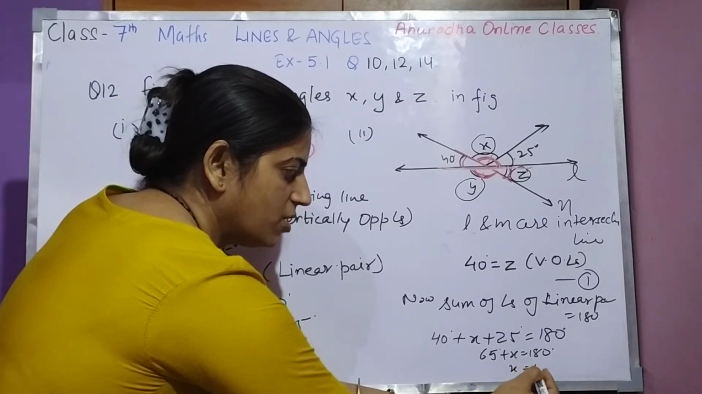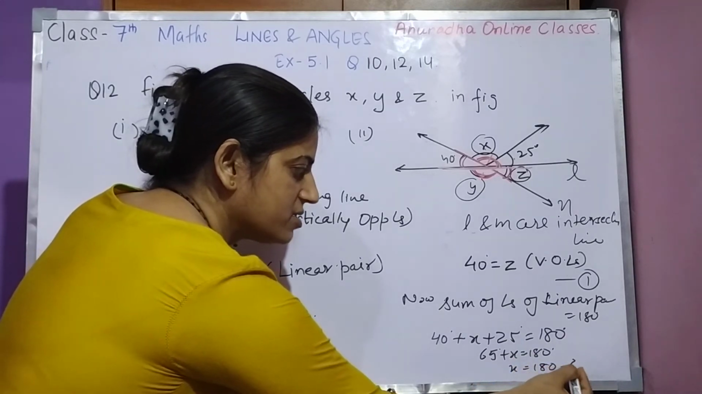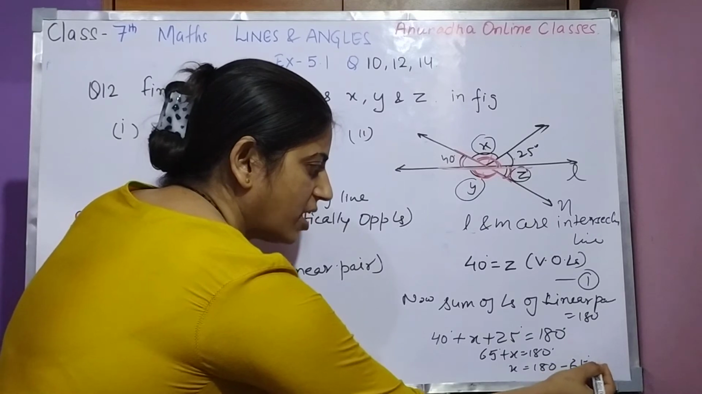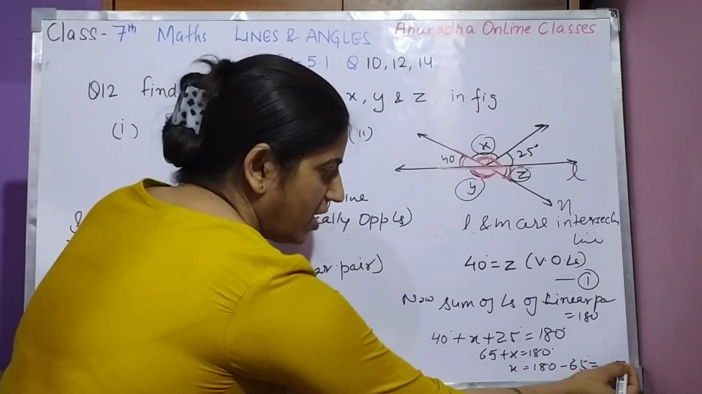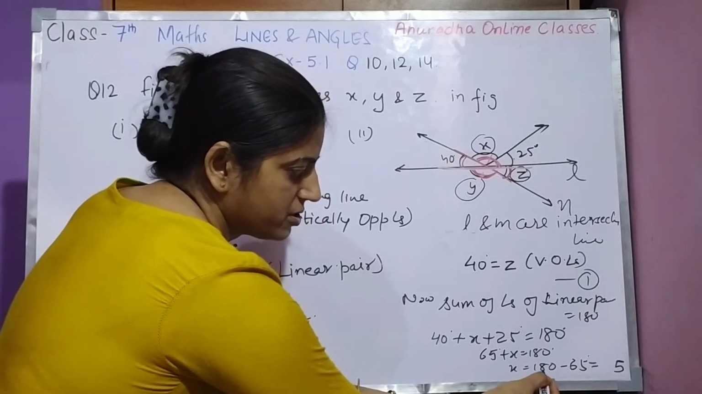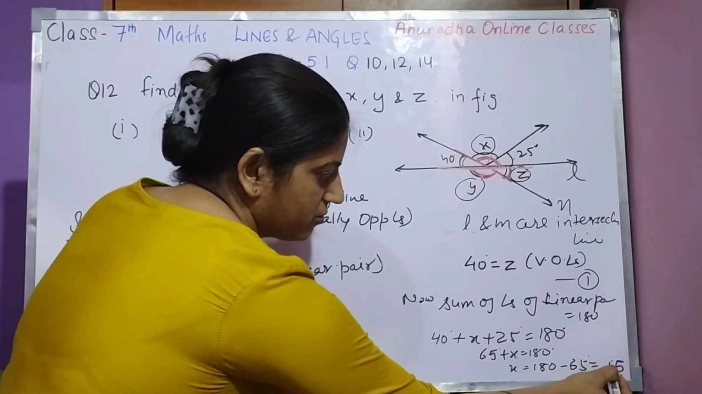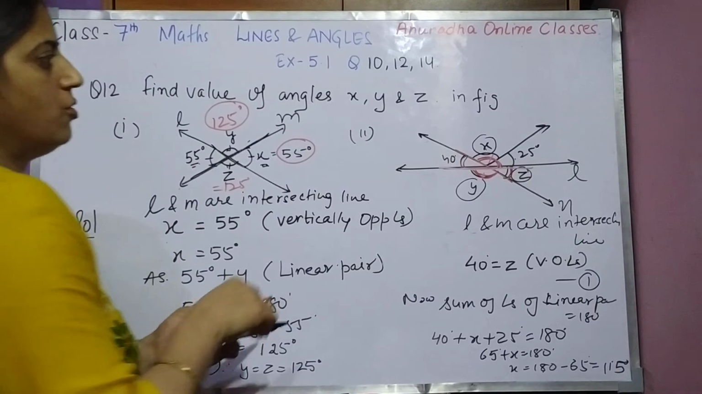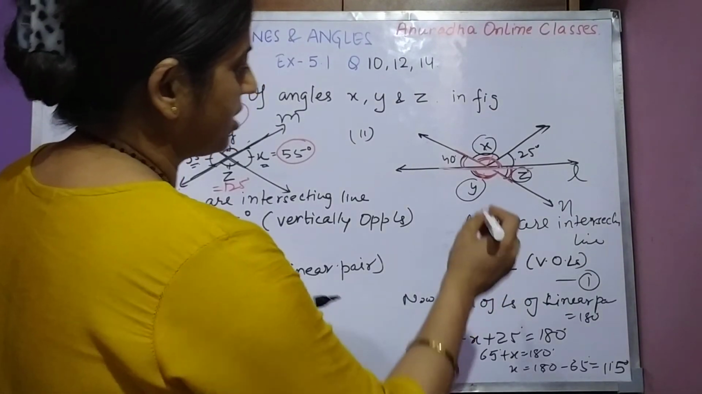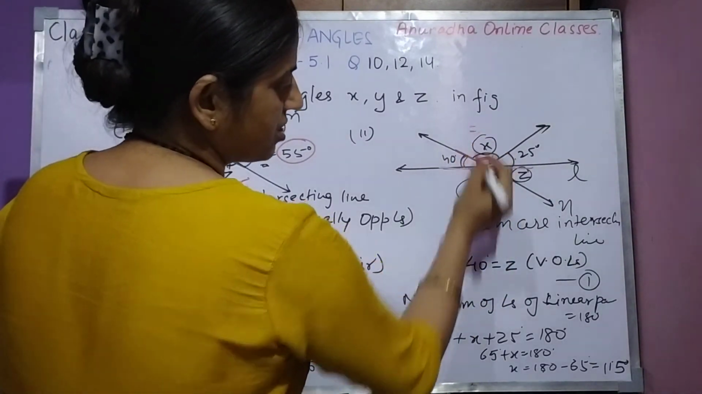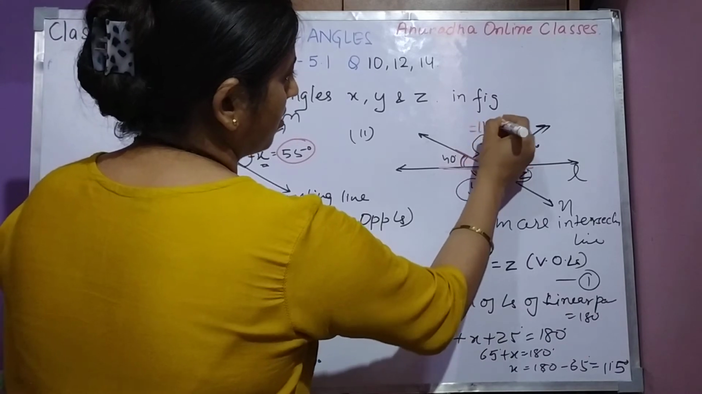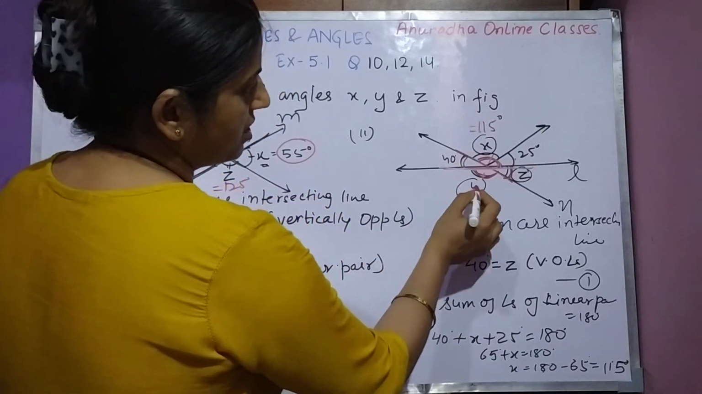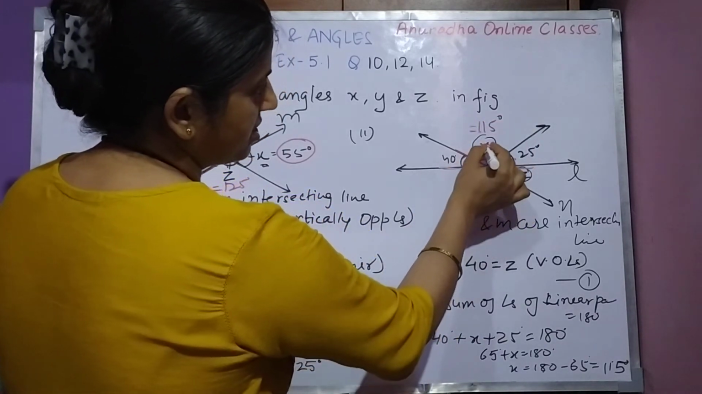X is equal to what? 180 minus 65. That is equal to 115. So what will you get? You will get this angle x is equal to 115. And y is equal to, see, this complete is x.